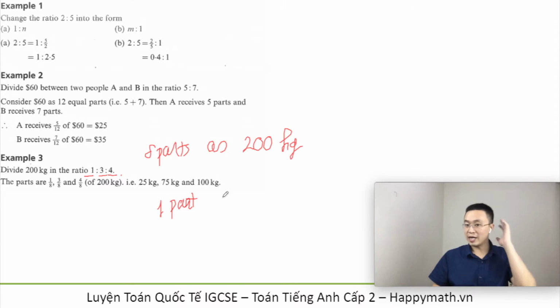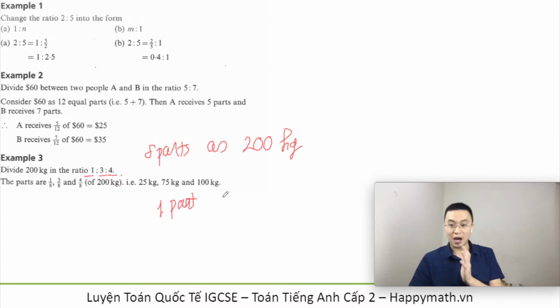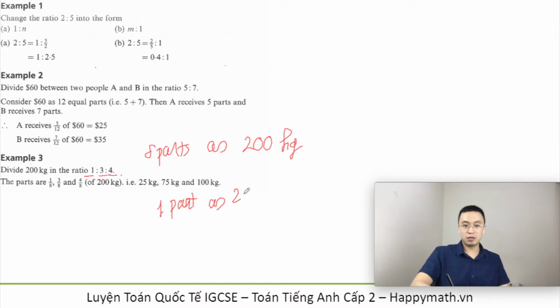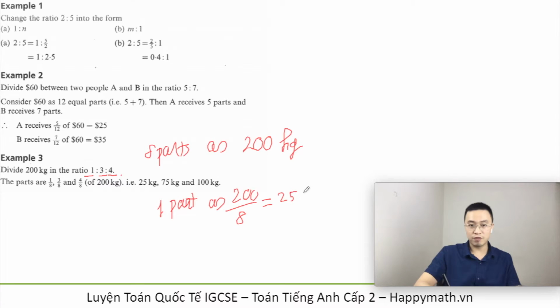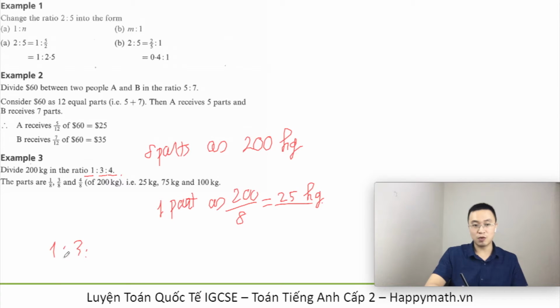The 8 parts are equal to 200 kilograms. So one part will be 200 divided by 8, which gives 25 kilograms. So for the ratio 1:3:4, the first number is 1, so it corresponds to one part. One part corresponds to 25 kilograms.